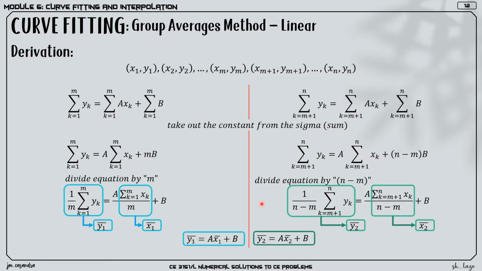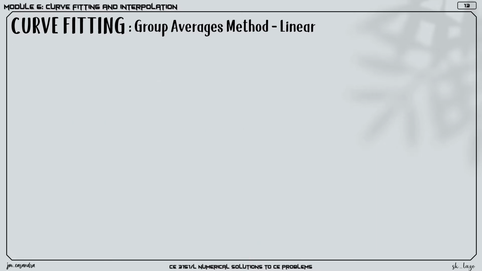So from here, we could now write a linear equation for the first group as average y sub 1 is equal to a times the average of x sub 1 plus b. Likewise, for the second half, we have average of y sub 2 is equal to a times average x sub 2 plus b. So for us to understand further the application of the group averages method for linear equations, let's have some examples.